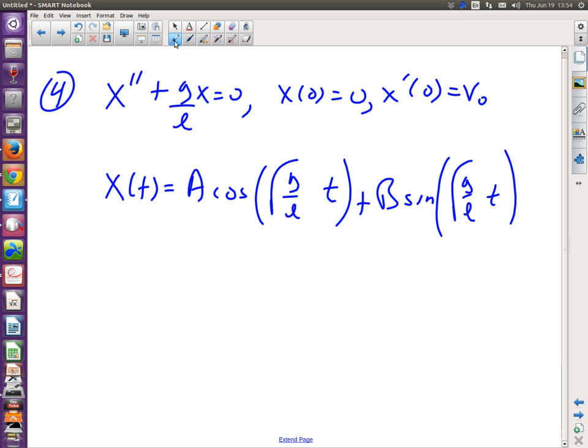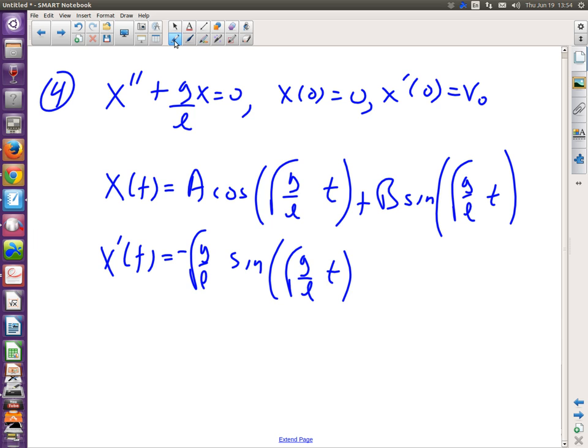Alrighty. And x prime of t is going to be, again, the derivative of the cosine of stuff is negative sine of stuff, times the derivative of the stuff, root g over L, and we already had an a out here. The derivative of the sine of stuff is cosine of stuff times the derivative of the stuff, so plus root g over L times the b that was already there. Alrighty. Now let's plug in some initial conditions.